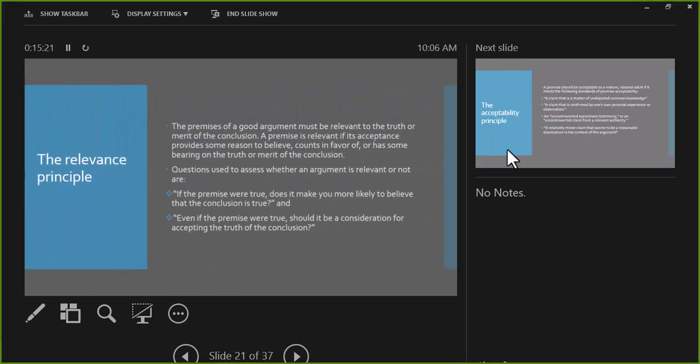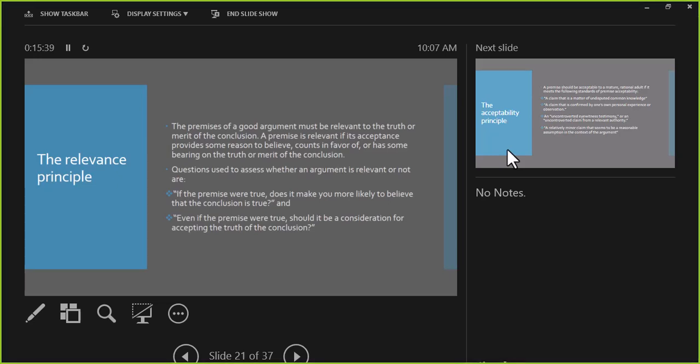Then there is the relevance principle: the premise simply being relevant to the conclusion in hand. A premise is said to be relevant if its acceptance provides some reason to believe, counts in favor of, or has some bearing on the truth or the merit of the conclusion.